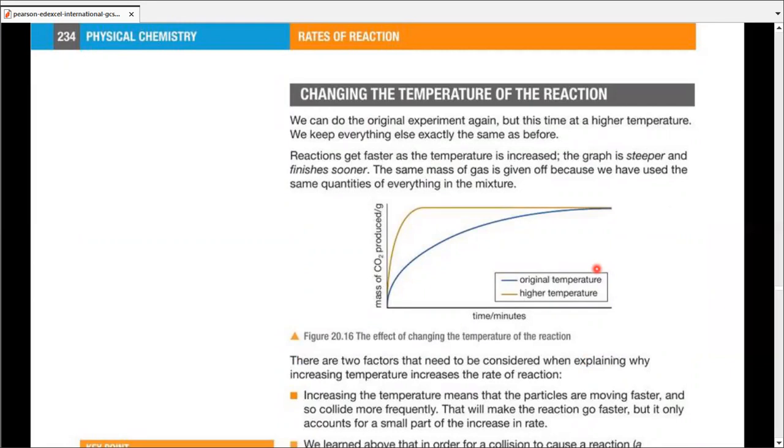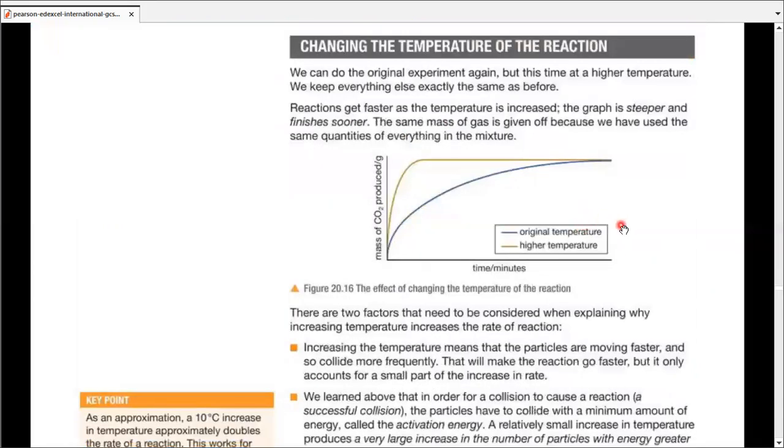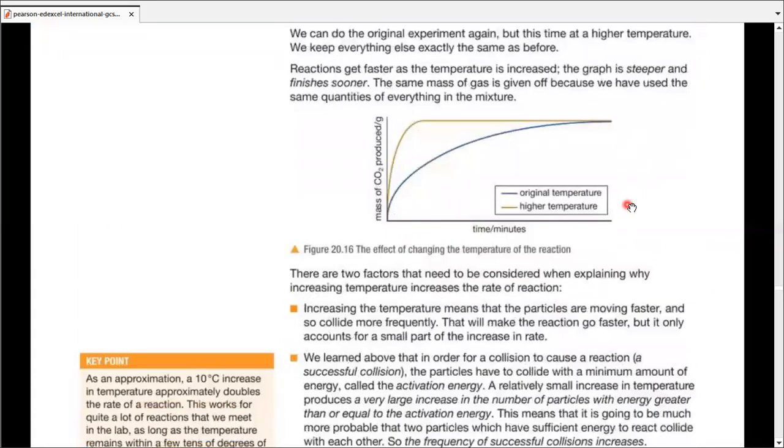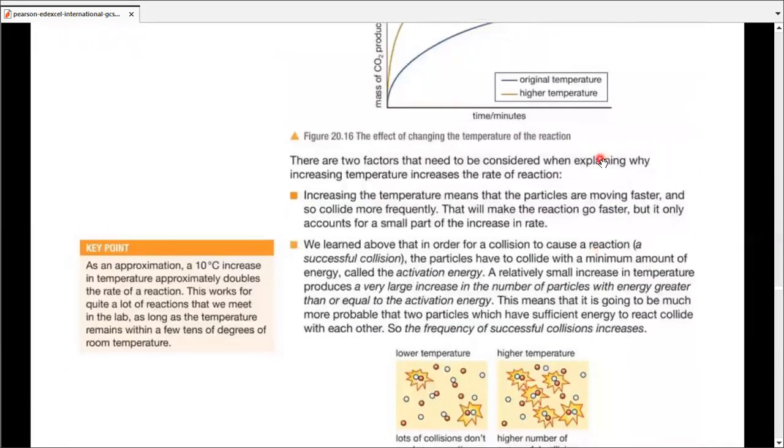What effect does the temperature have on a reaction? We can do the original experiment again, but this time at a higher temperature. So reactions would get faster as the temperature increases, the graph becomes steeper and finishes sooner. The same mass of gas is given off because we have used the same quantities of everything in the mixture. So original temperature has a less steep graph, higher temperature, more steep. The higher the temperature, the steeper the graph. So why are higher temperature graphs steeper?